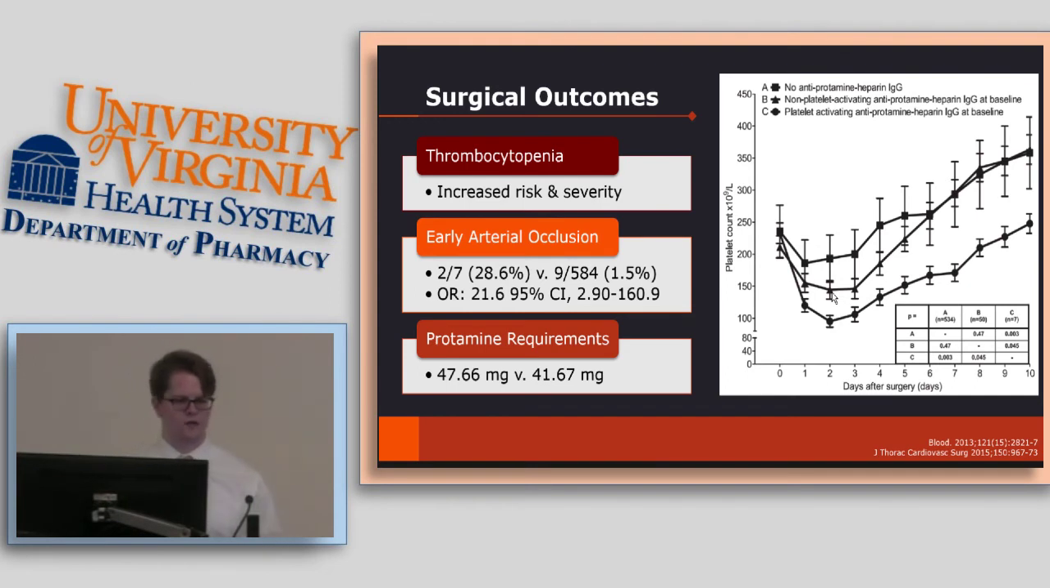When you look at the scoring tools available for HIT for cardiopulmonary bypass patients, there's no direct mention of protamine. However, based on the time component question of presentation of the thrombocytopenia, there is some influence there, where the early presentation weighs negatively in determining your HIT score. And then finally, with these patients, they did see with the activating antibodies that patients ended up needing significantly higher protamine requirements. However, they are relatively similar. And more research would be needed to determine what the implications are with regards to dosing.